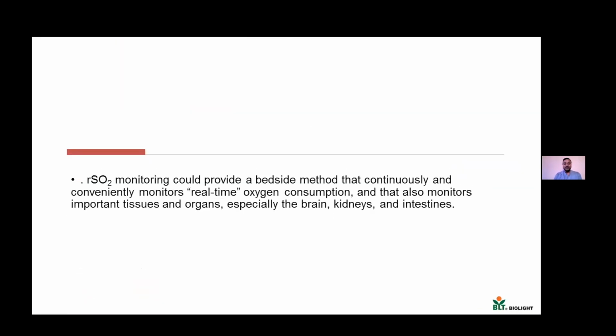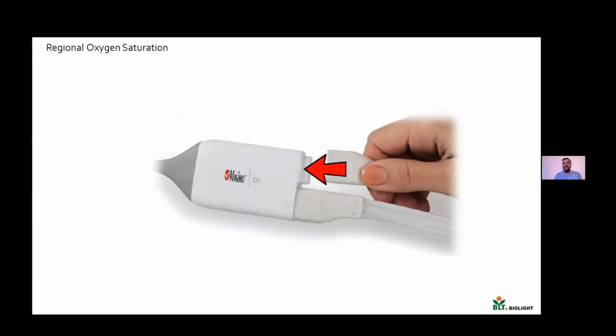So this regional oxygen saturation monitoring could provide a bedside method that continuously and conveniently monitors real-time oxygen consumption. And that also monitors important tissues and organs, especially the brain, kidney, and intestine. So this gives us the real-time consumption value of oxygen and its perfusion. So now we see if we get multiple probes in a single system, not only one organ, we can monitor multiple organ oxygen saturation at a time.